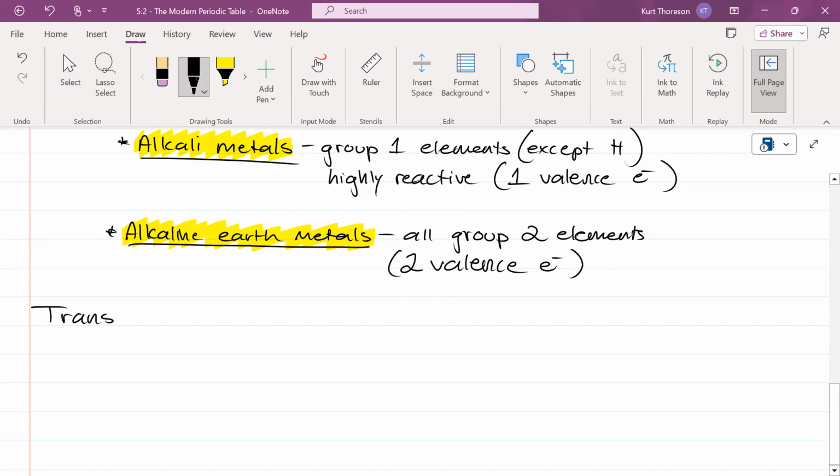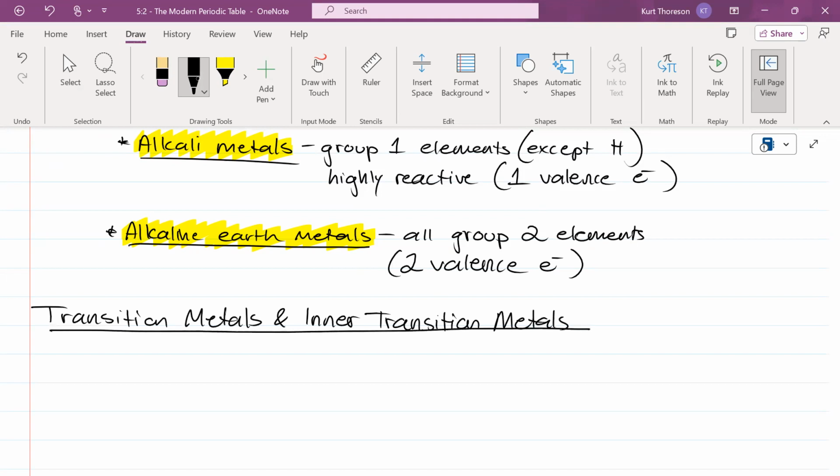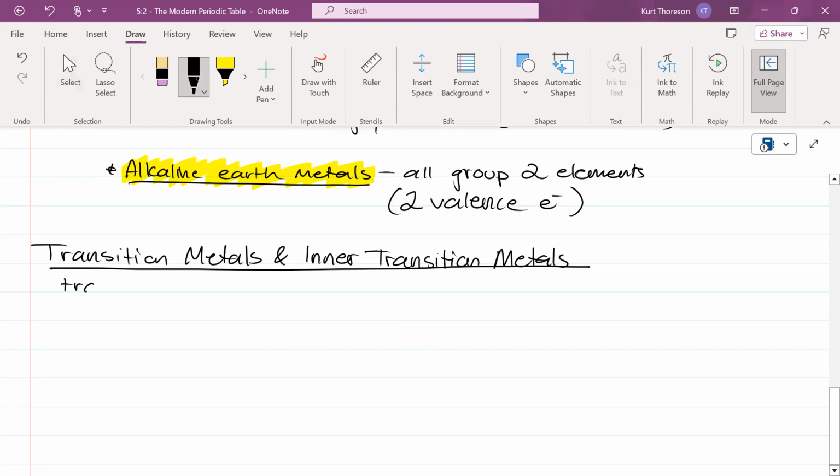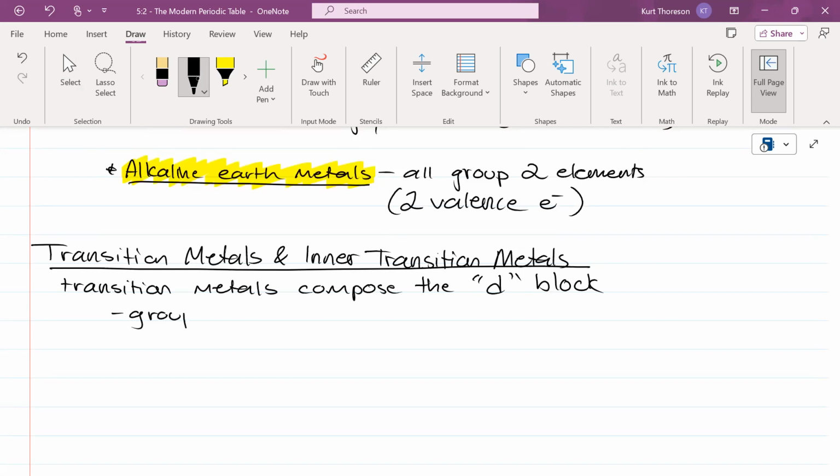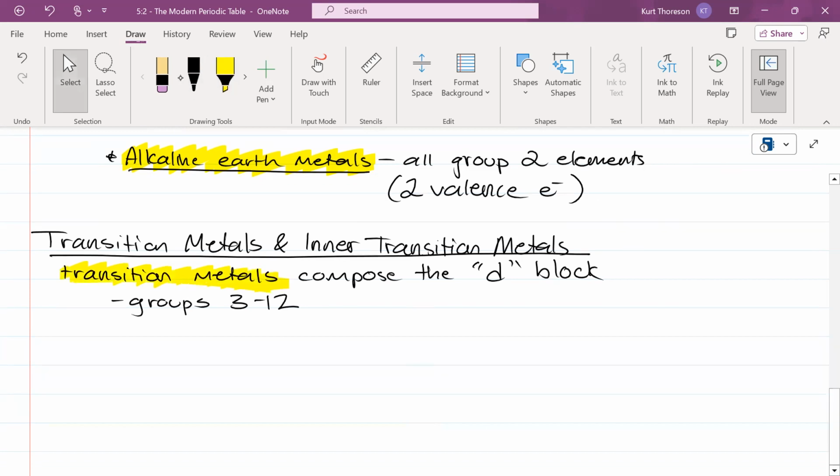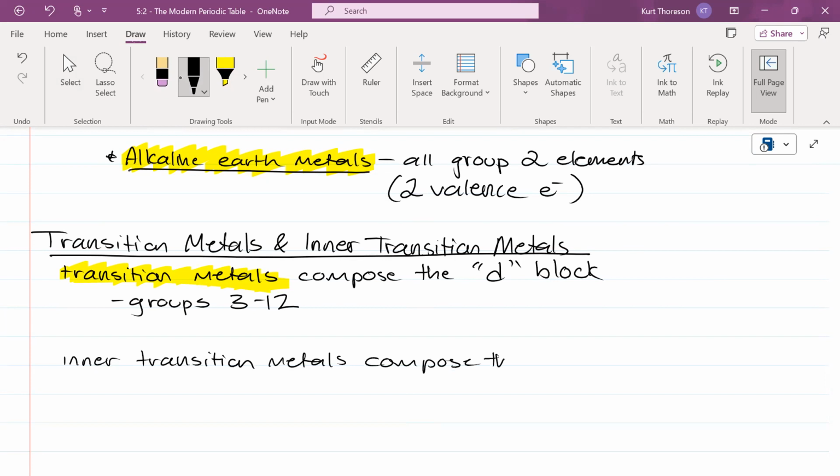Next, I'd like to discuss transition and inner transition metals. Transition metals are easy. It's the D block. These are going to be groups 3 through 12. Inner transition metals compose the F block.